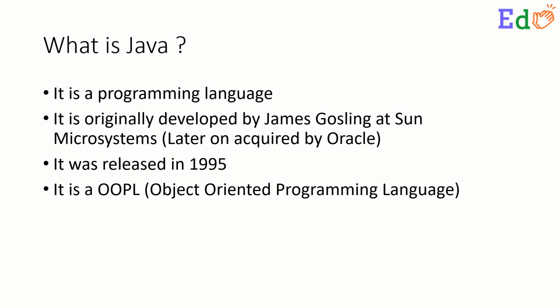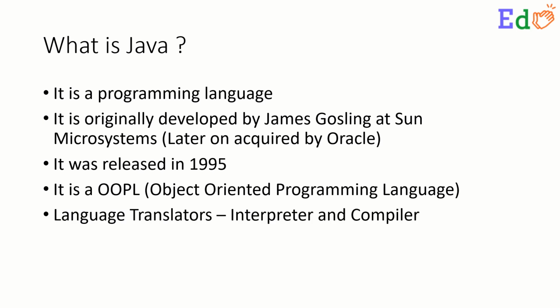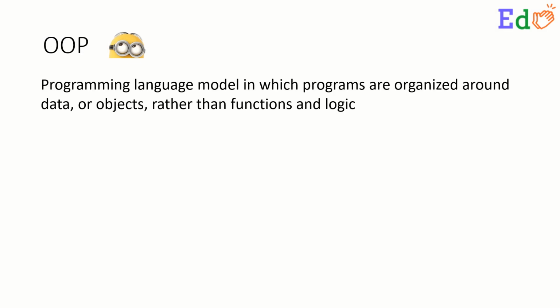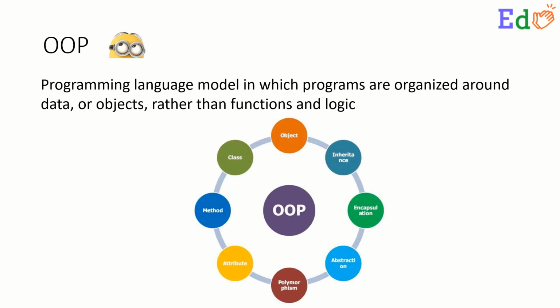It is an OOPL, or Object-Oriented Programming Language. The language translators which Java makes use of are the interpreter and compiler. Now what is OOP? It is a programming language model in which programs are organized around data or objects rather than functions and logic. OOP makes use of all these things. These are the major features of OOP: method, class, object, inheritance, encapsulation, abstraction, polymorphism, and attribute.